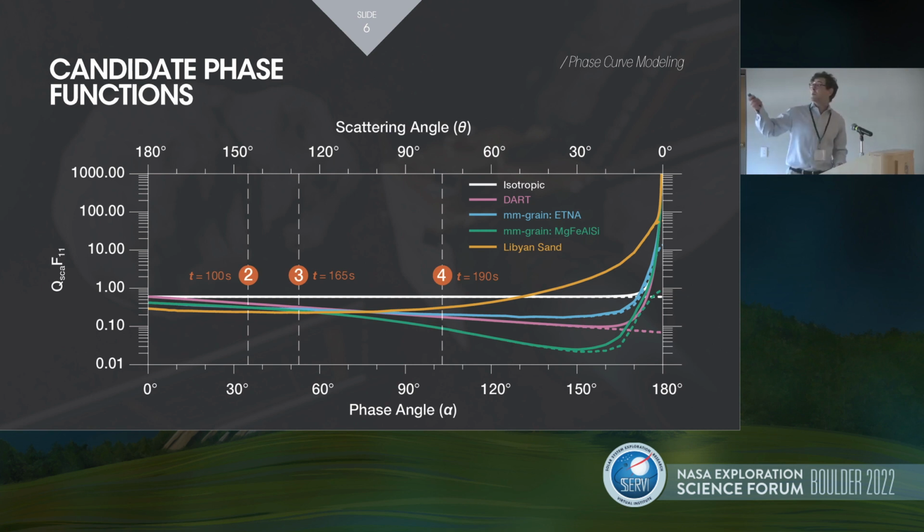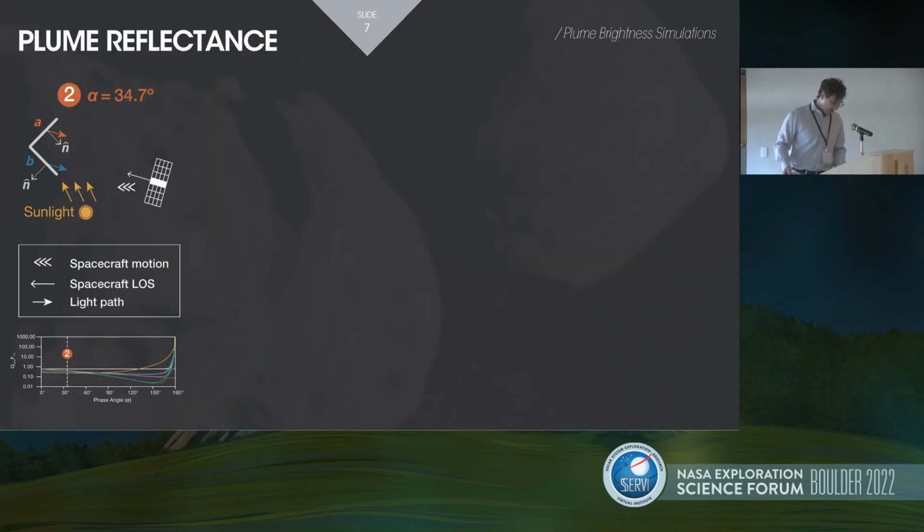So now we can show the results. We start with step 2, t equals 100 seconds after impact, where LSE is observing the plume from the front, as shown in the diagram. The small plot at the bottom shows the phase curves and where the current viewing geometry is, at alpha equals 34.7 degrees. We model the beams IA in red and IB in blue on the figure from plume surfaces A and B.